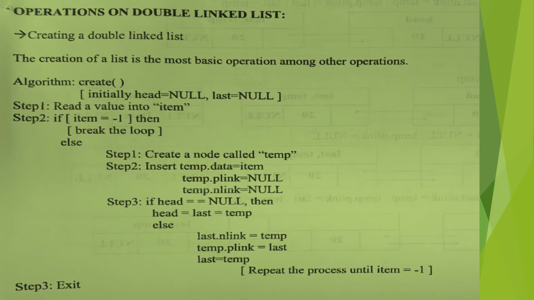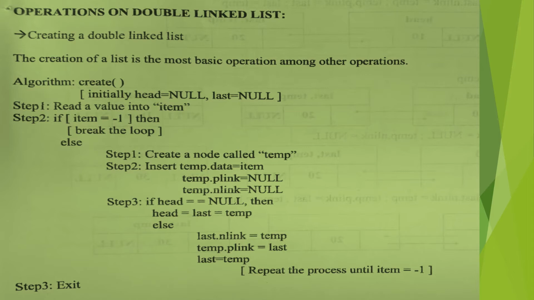Creating a double linked list. The creation of the list is the most basic operation among the other operations. It is the most basic operation because without an existing double linked list we can't do any other operations like deletion, insertion, traversal. At first we have to create a double linked list. We are creating a double linked list.